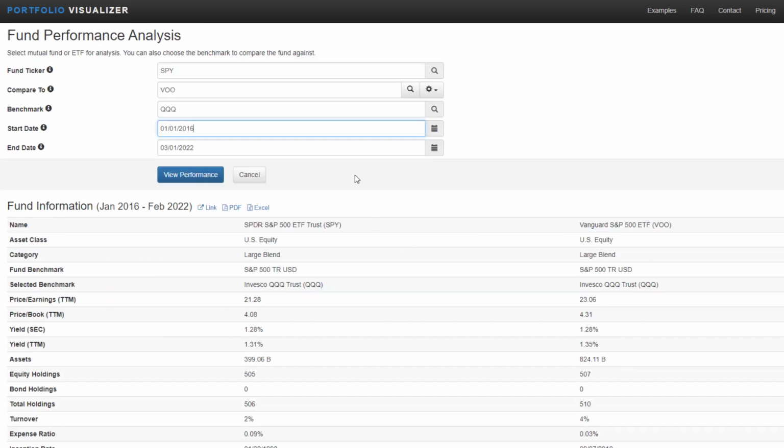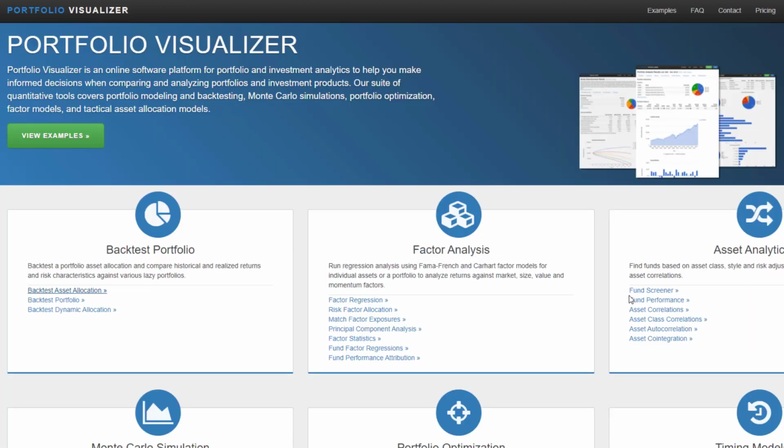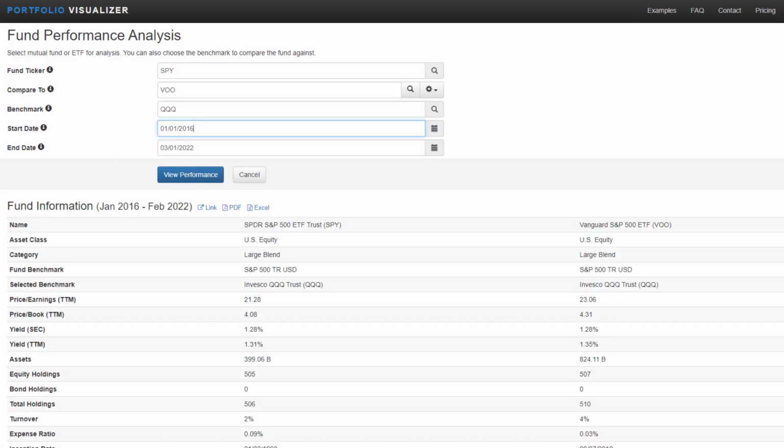One more thing I'd like to show you on this website as well is their fund performance analysis. That would be this link right here. So we checked out the backtest portfolio, their fund screener, and their fund performance link. And you guys obviously can check these out as well, but I just highlighted these three for this video's purpose.